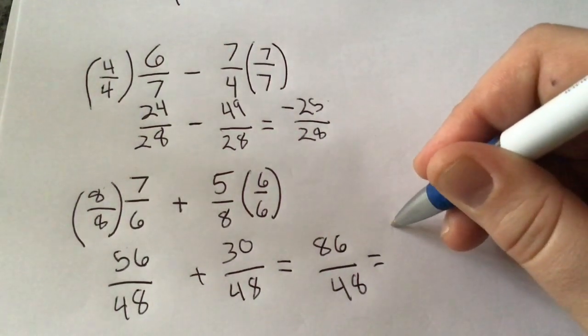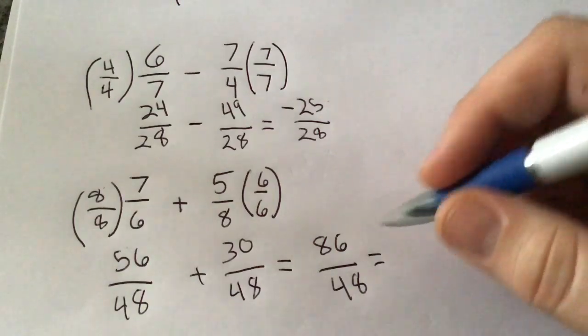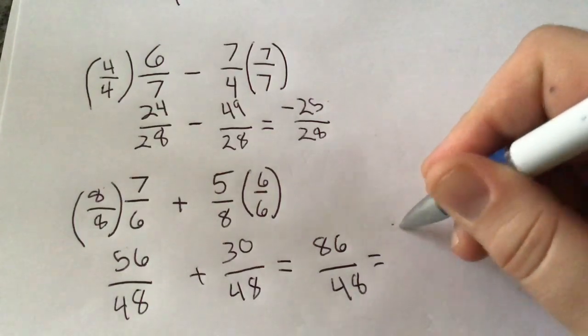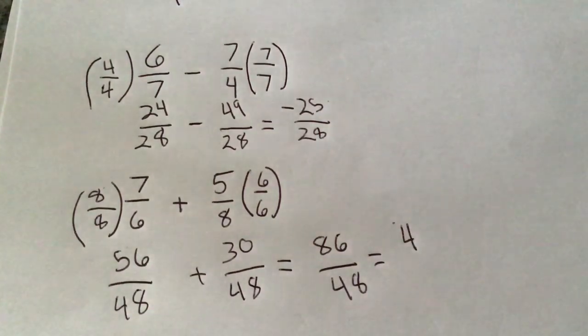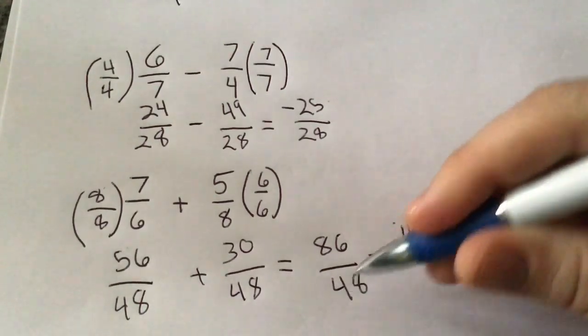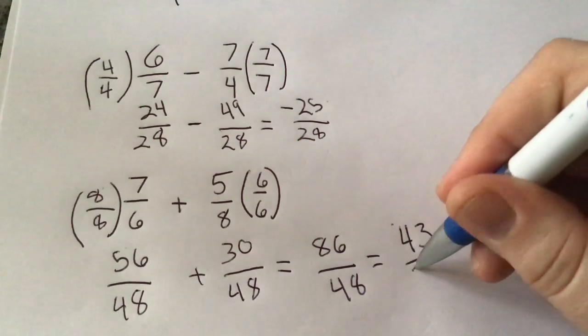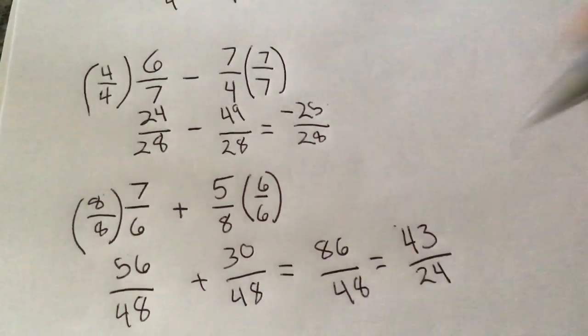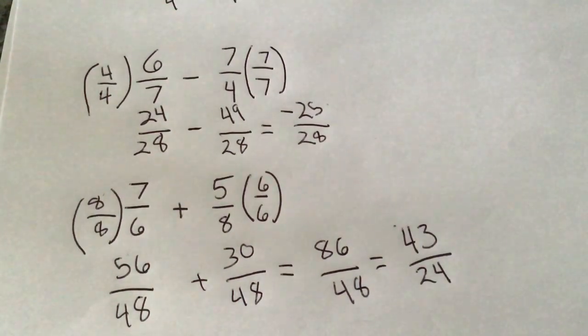So I can go ahead and do that. 86 divided by 2 is 43. 48 divided by 2 is going to be 24. And now we have a fully simplified fraction.